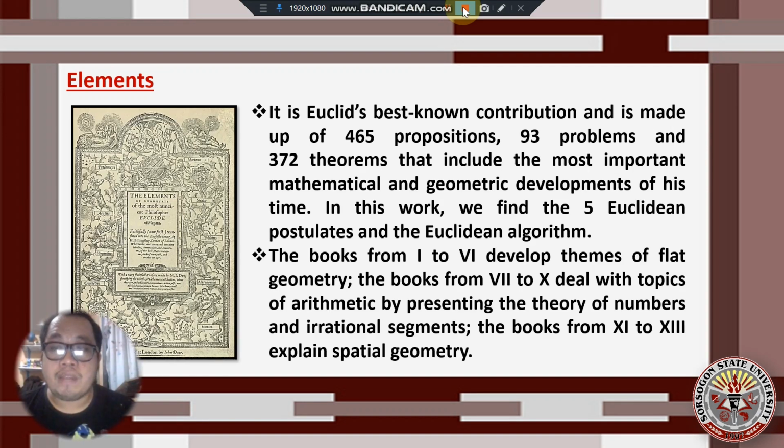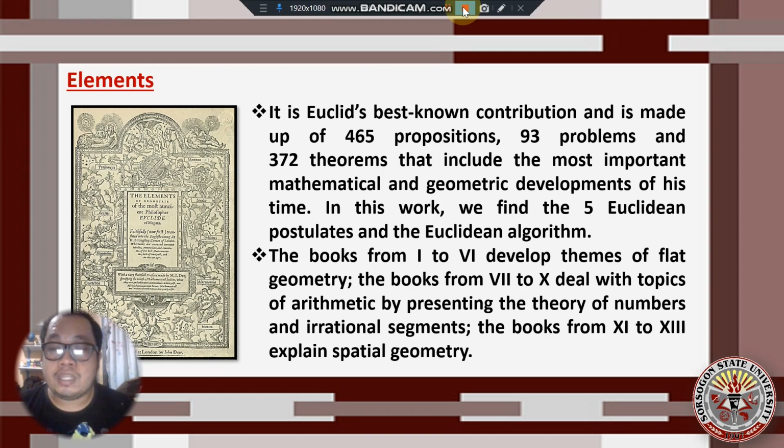Okay, so the Elements is Euclid's best known contribution, and it is made up of 465 propositions, 93 problems, and 372 theorems that include the most important mathematical and geometric developments of his time. In this work, we find the 5 Euclidean postulates, which will be discussed on the succeeding slides, and the Euclidean algorithm.